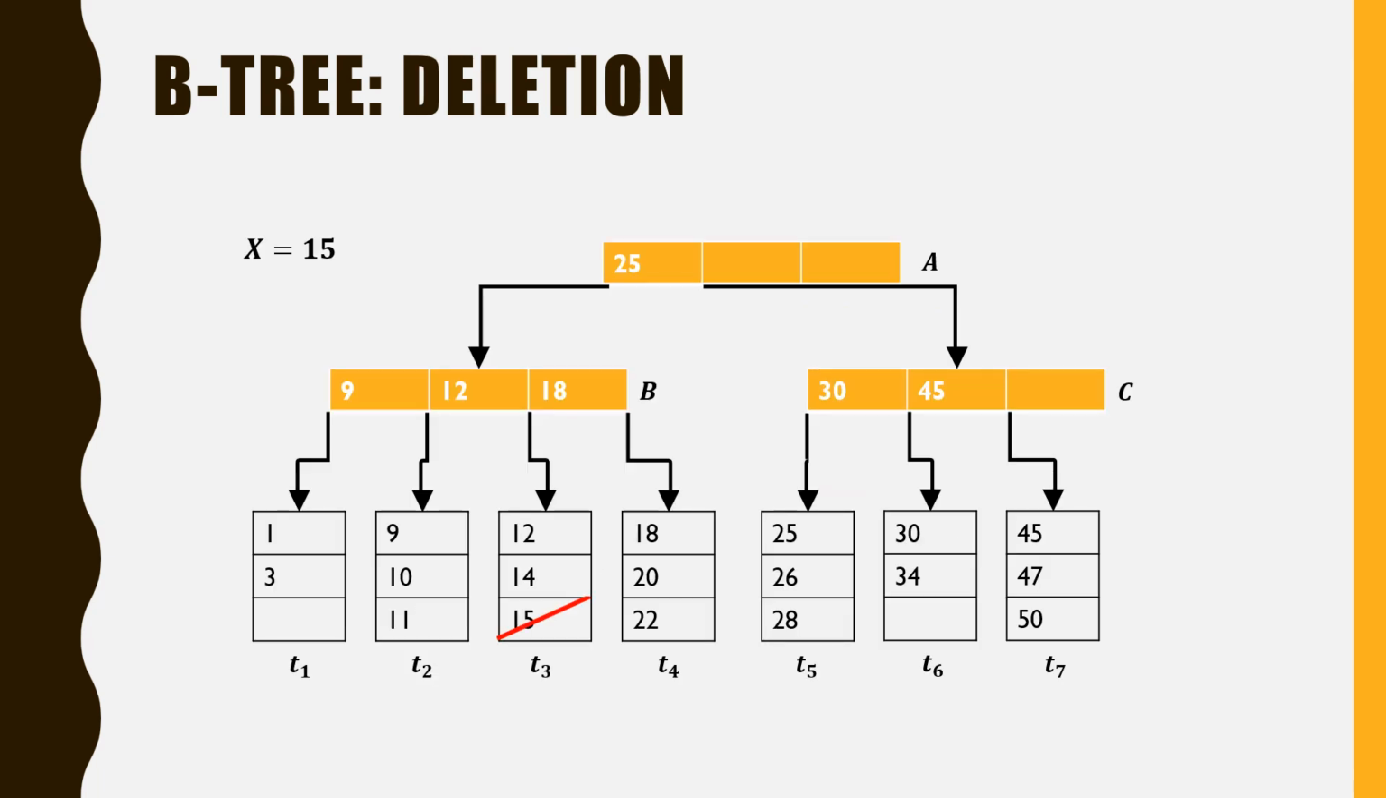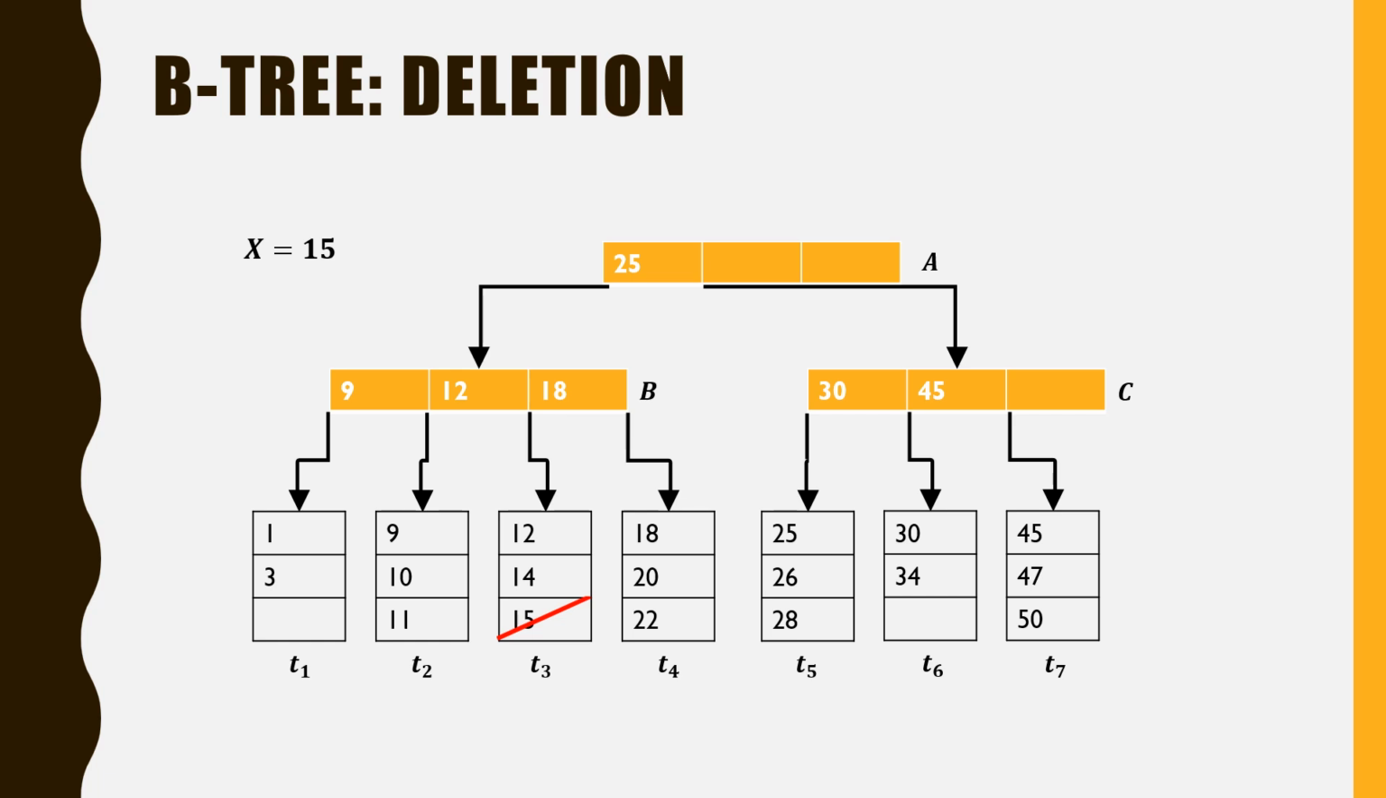At last, let's discuss the deletion operation in the B-tree. Suppose we want to delete the element 15 from the B-tree. The deletion operation begins by following the standard tree traversal rule to locate the element in the tree. In our example, we find 15 in node T3 and proceed to delete it.